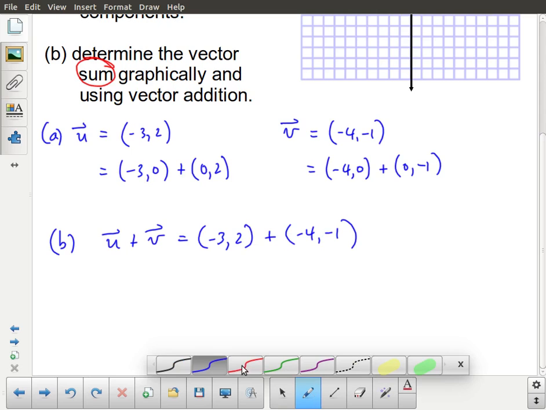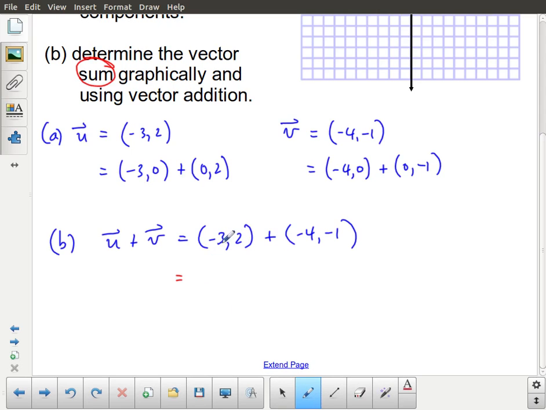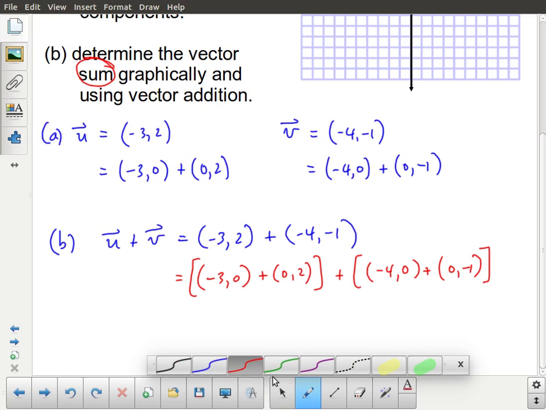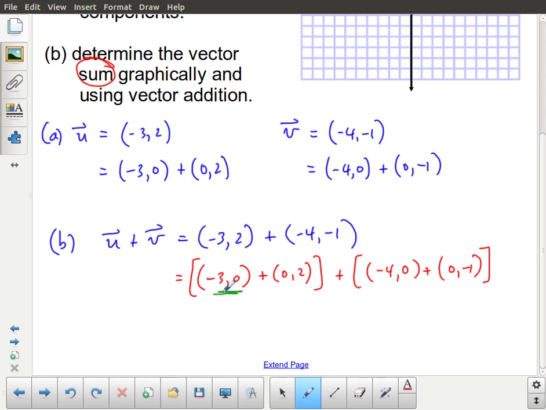Now, I wouldn't necessarily recommend you go to this step, but I'm going to show it anyway, which is I'm going to break them into their vector components. Once you get good at this, this step will probably be unnecessary for you. So that's the first pair of vector components, and I'm adding to that the second pair of vector components. When I add those together, this is an x component and this is an x component. This is a y component and this is a y component.